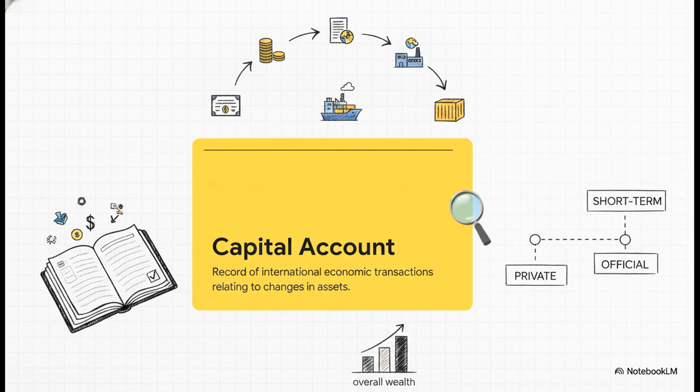Okay, let's jump right into the foundational concept here. The capital account is, at its core, just a massive, incredibly systematic ledger. It meticulously records all international economic transactions that relate to changes in assets. And we're talking about both financial paper assets and actual physical, tangible ones. Short-term, long-term, private, official, it doesn't matter. The capital account fundamentally tracks the shifting stock of a nation's total wealth.